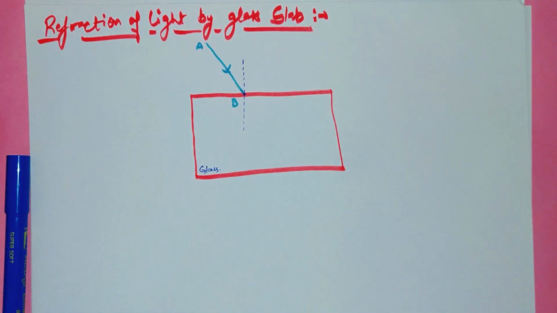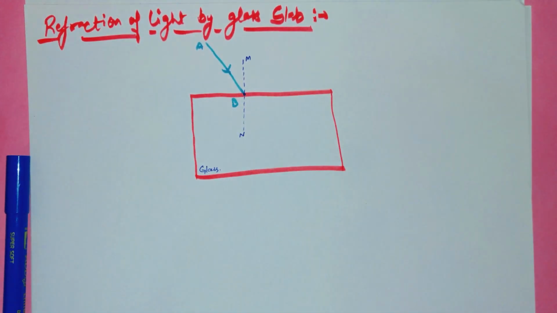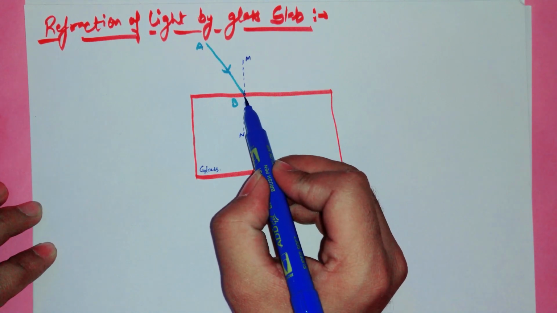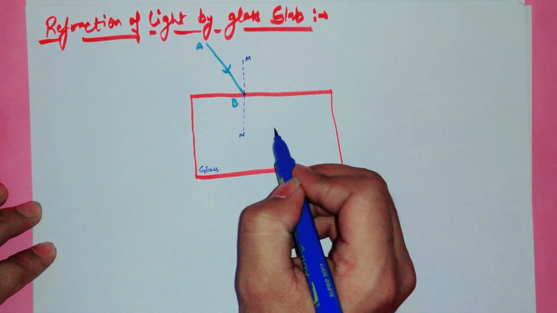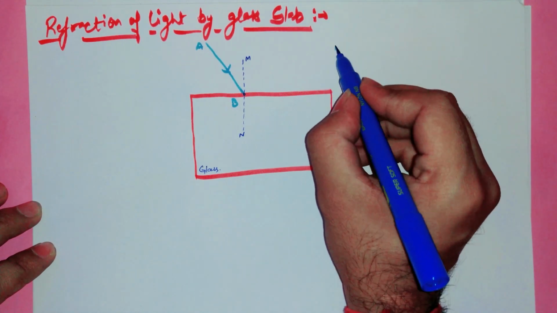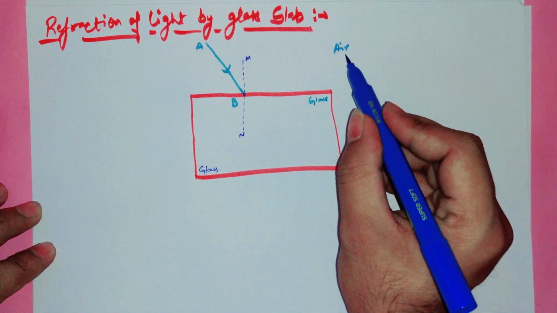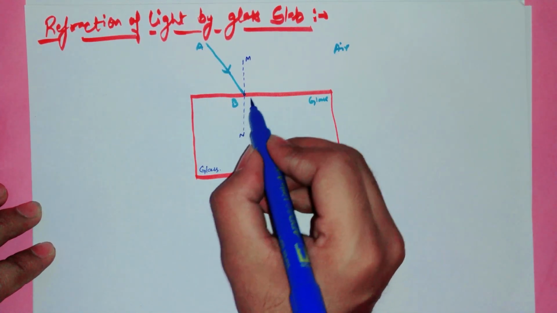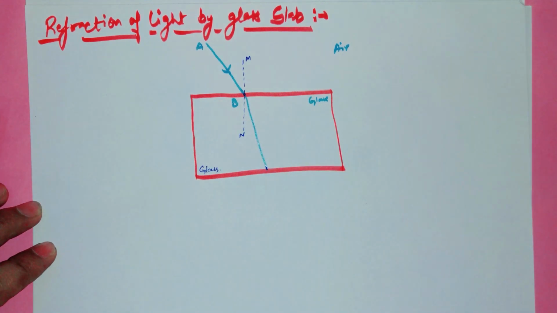So this is our normal, we can name it M or N. When light is incident at this point, since there is change in medium, light will bend towards the normal, because this is glass and light is coming from air to glass. Air is rarer medium and glass is denser medium, so it will bend towards the normal like this.